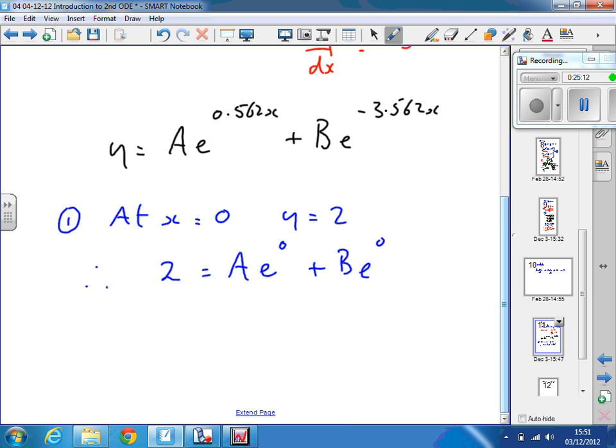So that's the first equation, 1. Well, simplified, I suppose, before we write down 1, because e to anything to the power 0 is 1. So therefore, 2 equals a plus b. So that's nice and easy. Once I know a, I can find b easy enough, because a plus b equals 2. So that's the first equation.